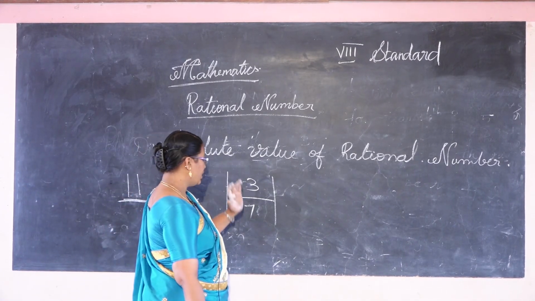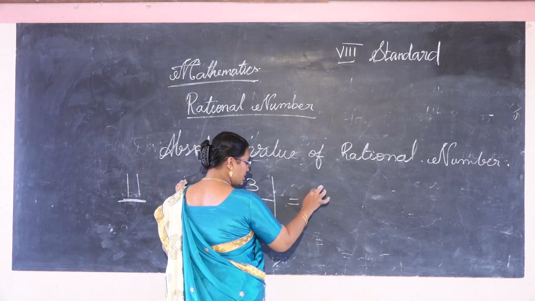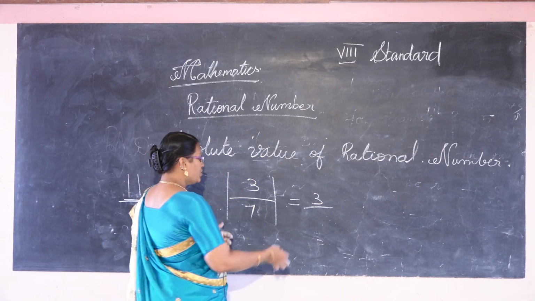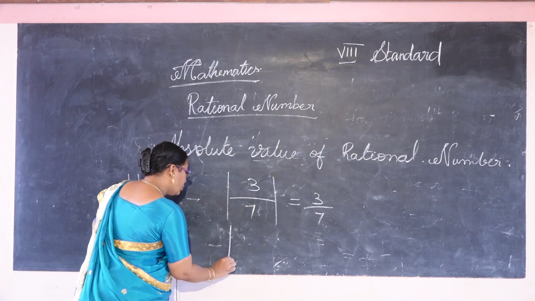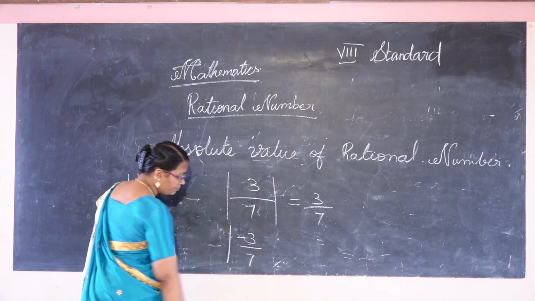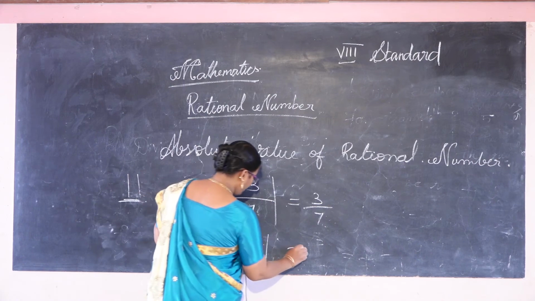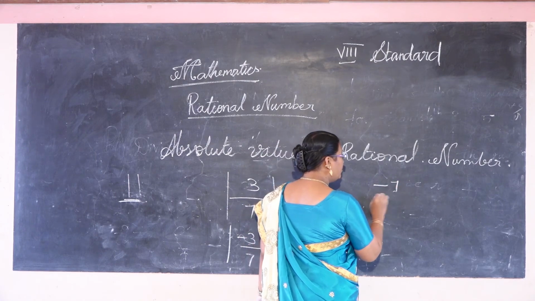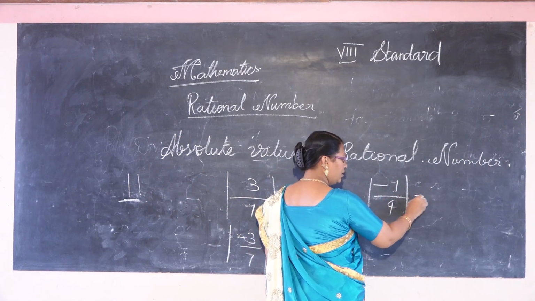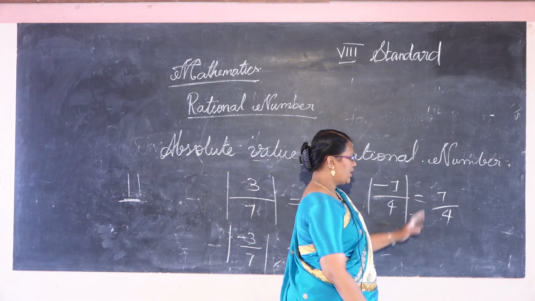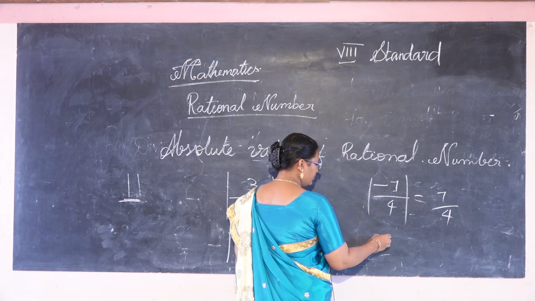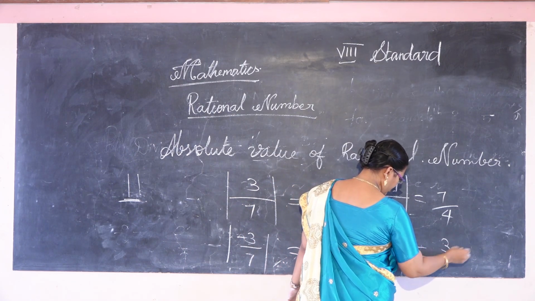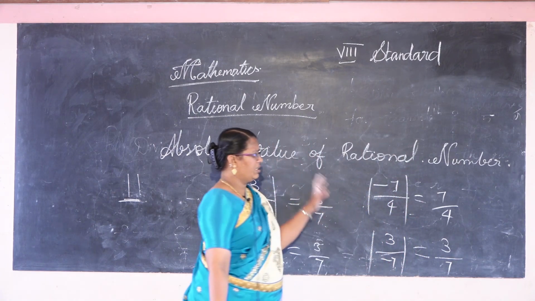So modulus of 3 by 7 is equal to the positive value. Whether the value is negative or positive, we should get a positive value. So 3 by 7. In the case of modulus of minus 3 by 7, it is also 3 by 7. Minus 7 by 4: here also we get the positive value, 7 by 4. And 3 by minus 7 can also be written as 3 by 7. This is called the absolute value.